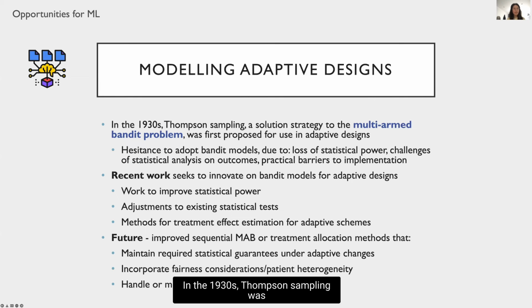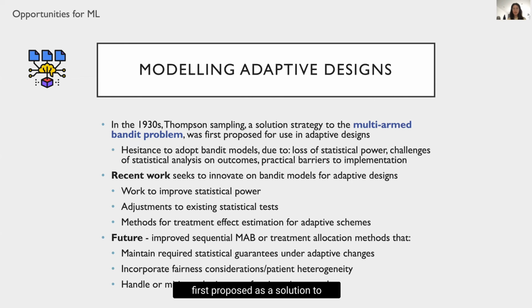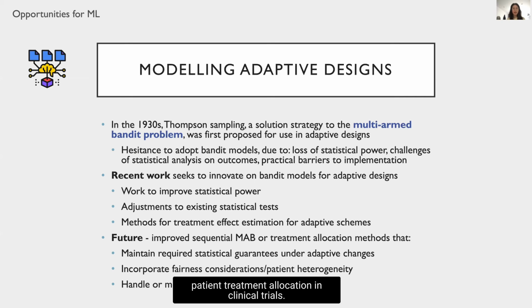In the 1930s, Thompson sampling was first proposed as a solution to patient treatment allocation in clinical trials. It is a solution strategy to the multi-arm bandit problem, where an agent trades off exploration, which is the acquisition of new information, with exploitation, which are optimal decisions based on existing knowledge.